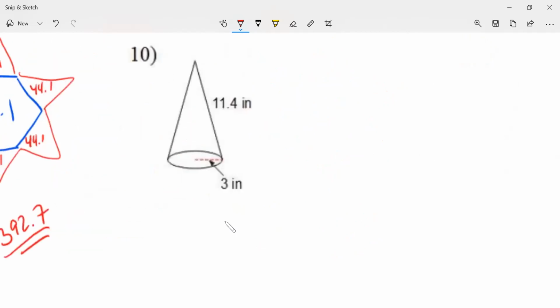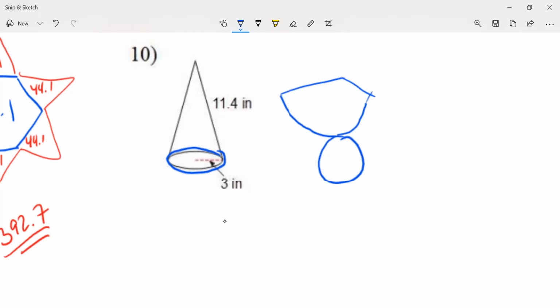Now, for question number 10, if I make this flat, when I look at a cone, I can see there's going to be a circle. So I'm just going to say there's a circle. Now the top, if you ever try it, grab a cone, hold it in a piece of paper, cut it out, and expand it. It's going to expand to some shape that looks almost like half of a circle.